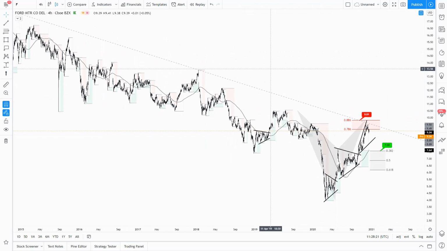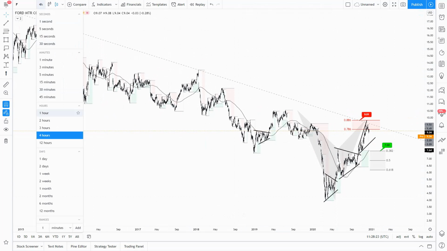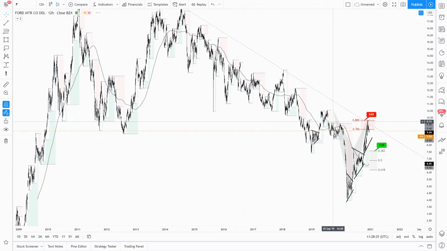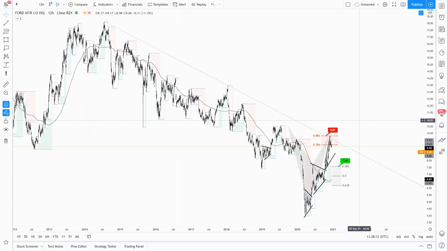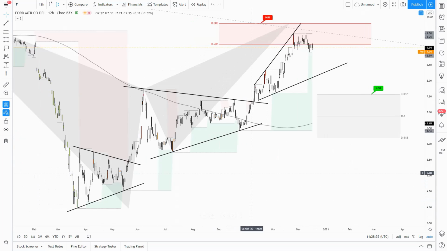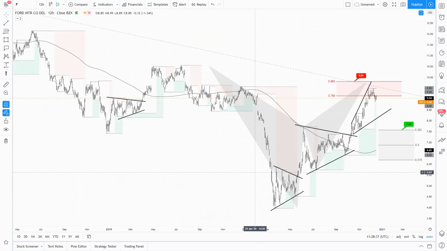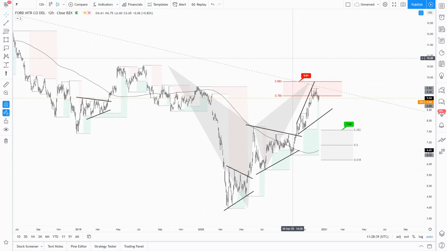at least in my opinion, it can be interesting to see this. We have this bearish descending channel, or this bearish descending trend line, and we are now approaching that trend line and the bearish pattern completion point.